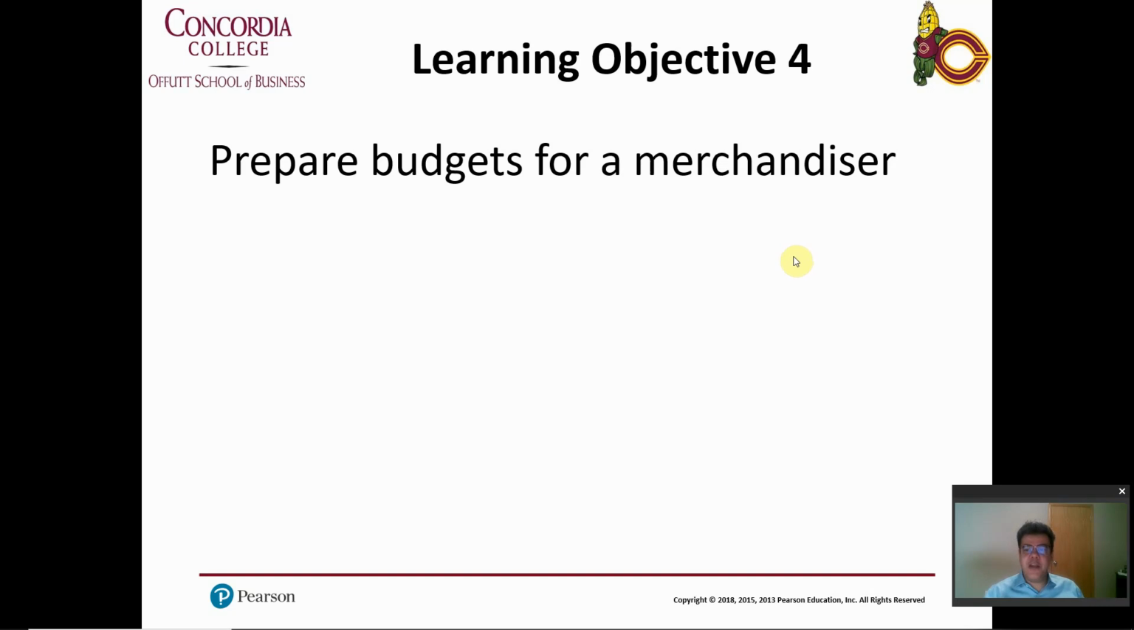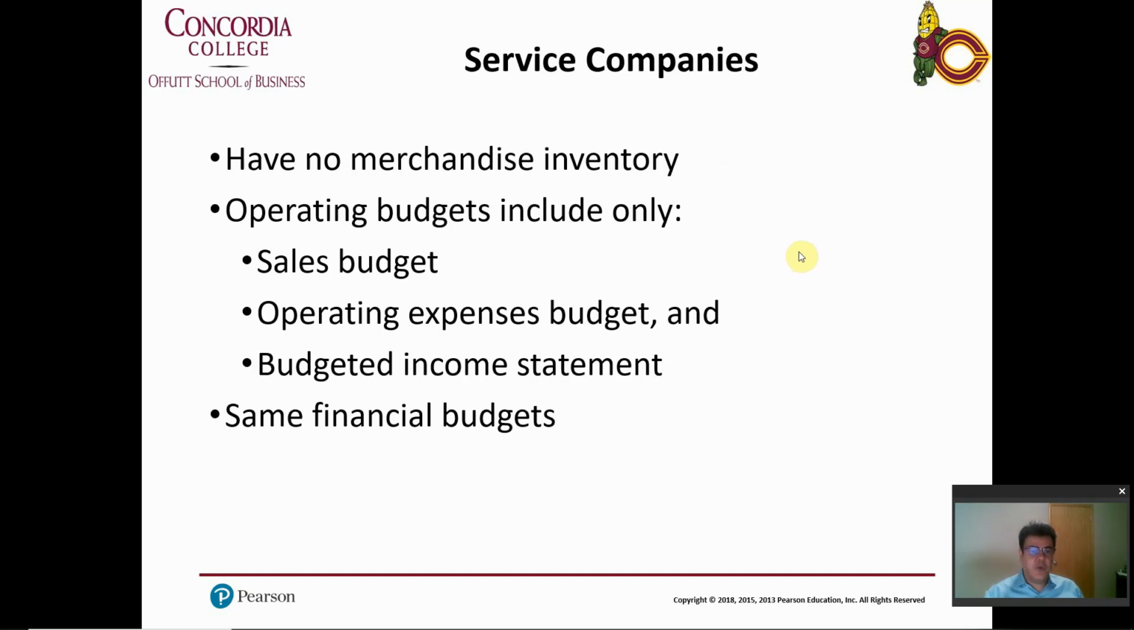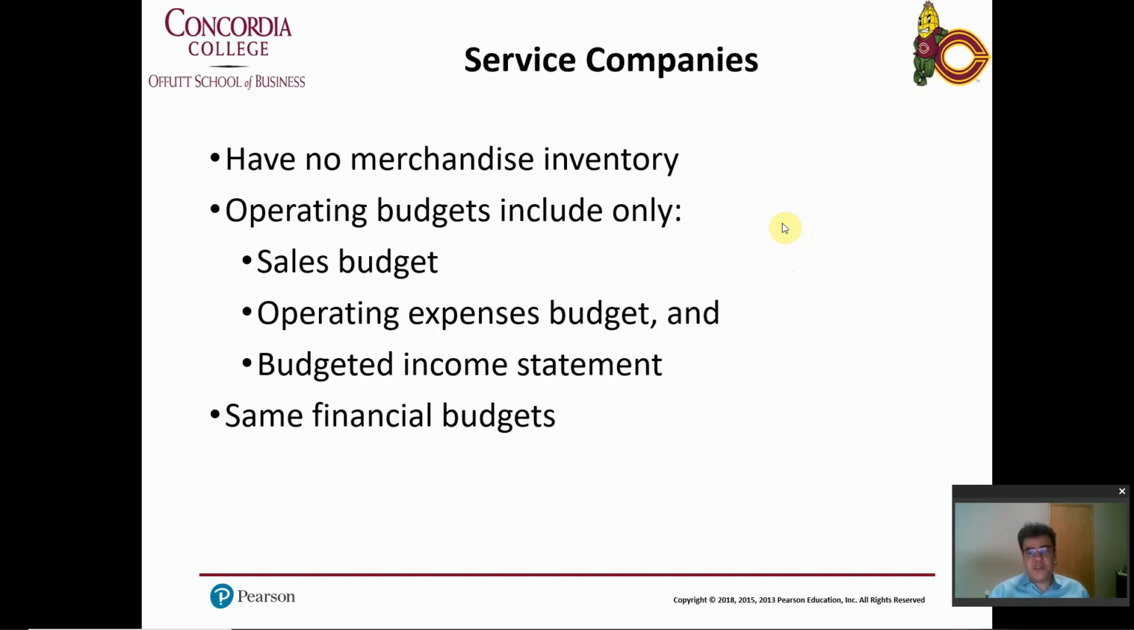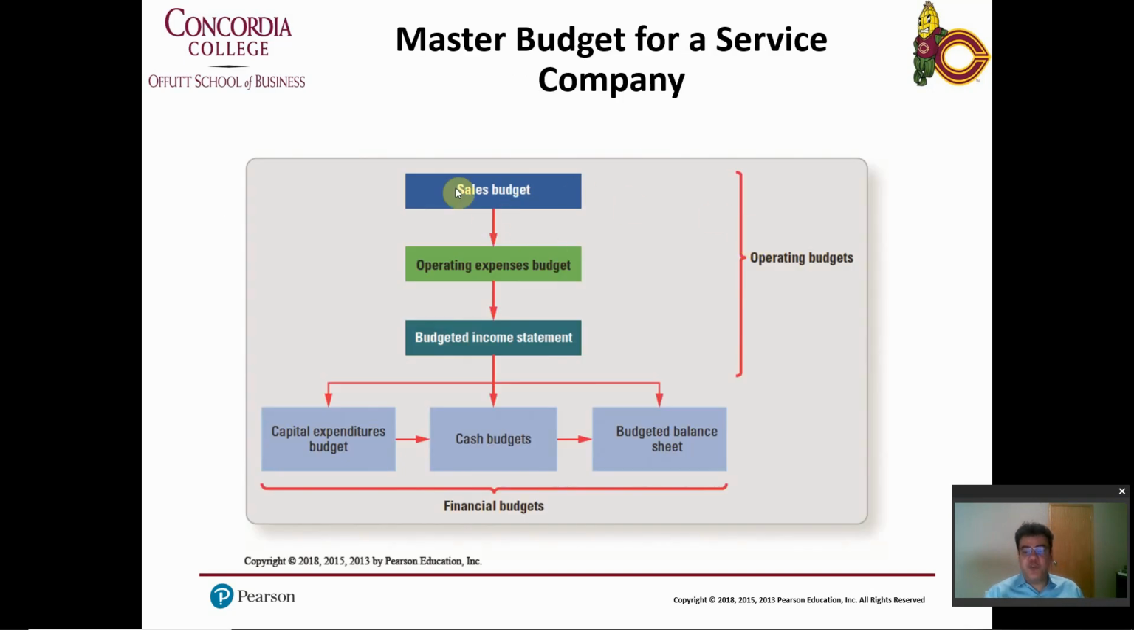Budget for a merchandiser. Have no merchandise. So first of all, service companies. No merchandise inventories. We have only sales budget, operating expenses, and budget income statement, and then the same financial budget. So we have no production, no raw material, no nothing here. So quite easy.